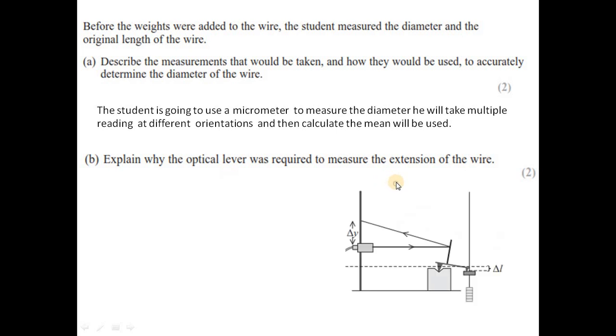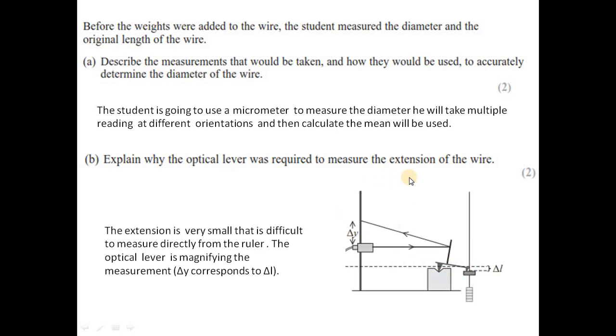So that's how you can write. The extension is very small, so it is difficult to measure directly from the ruler. The optical lever is magnifying the measurement. Why? Because delta Y corresponds to delta L. So this delta Y corresponds to this delta L.